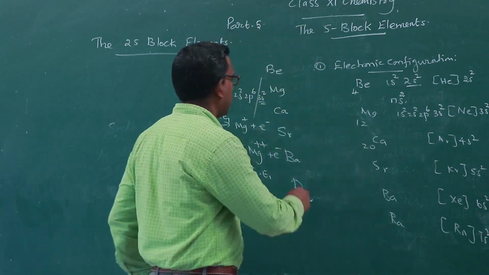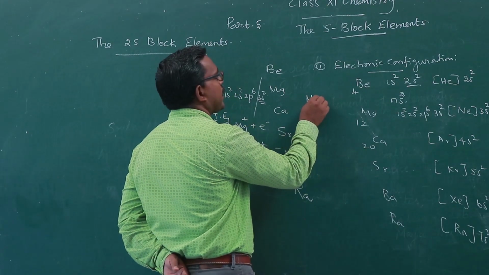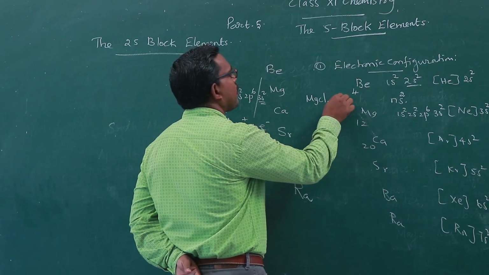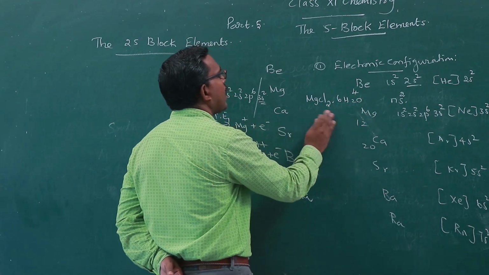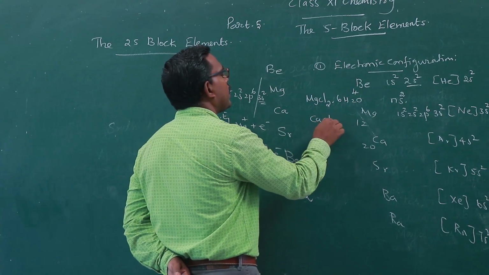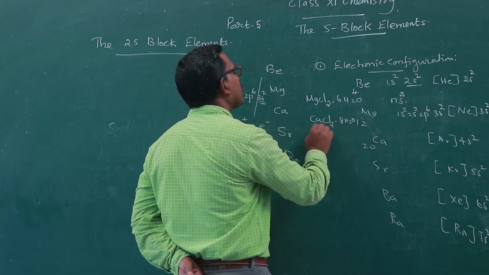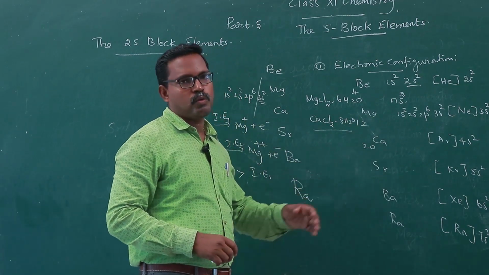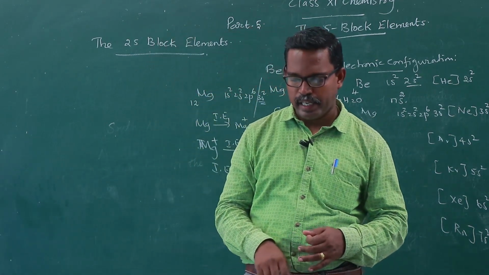In the case of hydration, magnesium chloride exists in the form of 6 molecules of water, and calcium chloride exists in the form of 8 molecules of water. The salts with water exist as hydrated compounds.